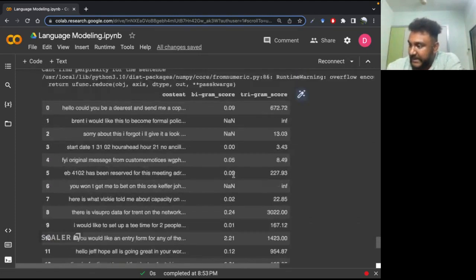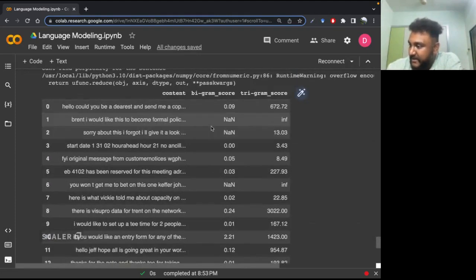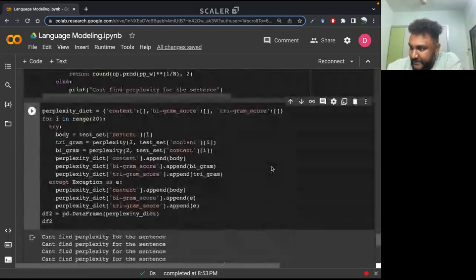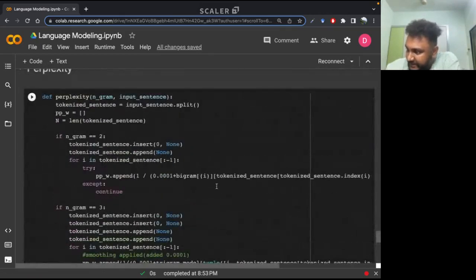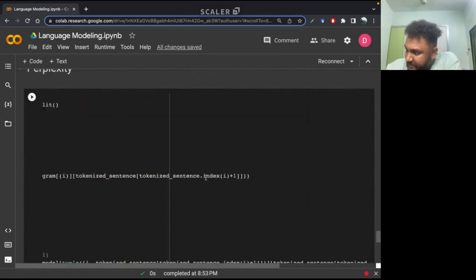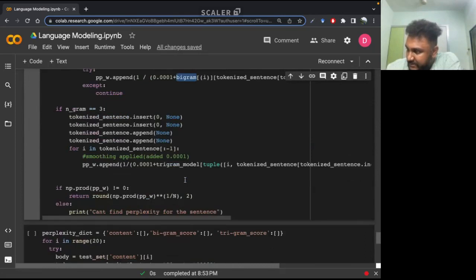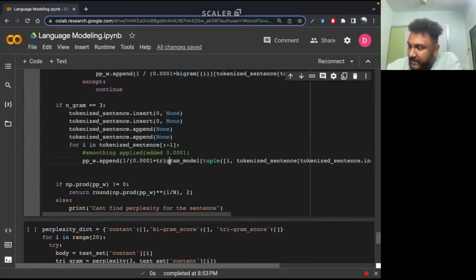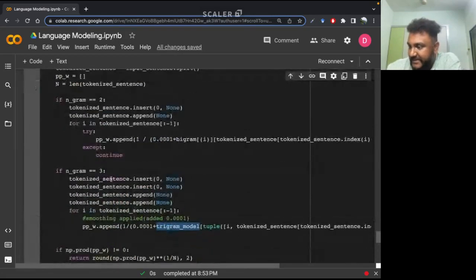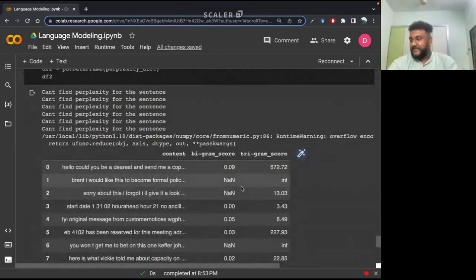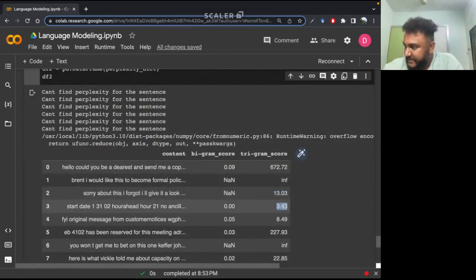So it appears that my... hold on, why is this happening? I would have expected this to be flipped. Let me check if this has been implemented correctly. This is 1 upon 1, 0.001 times bigram, right? Oh no, it is doing the correct thing actually. So this is the case when n-gram equals 2. This is the case when n-gram equals 3. I need to figure out why this is happening. I would have expected this perplexity value to be lesser.